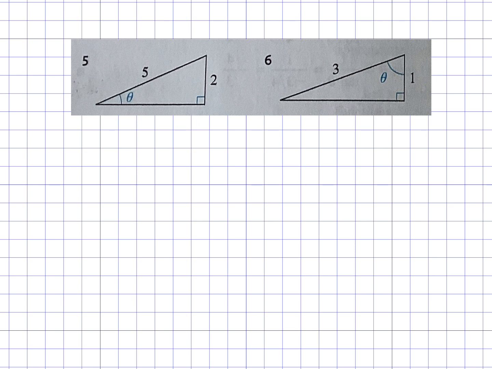Let's do it again. Let's see if you can do them quickly. So from this corner, we're at theta. So this is your opposite, this is your adjacent, and this is your hypotenuse.